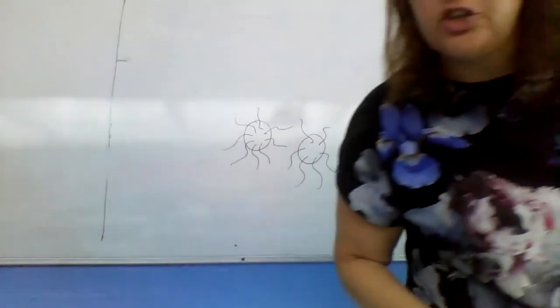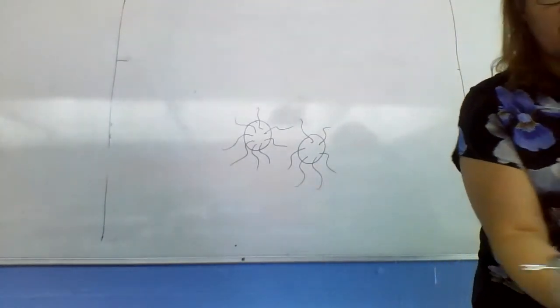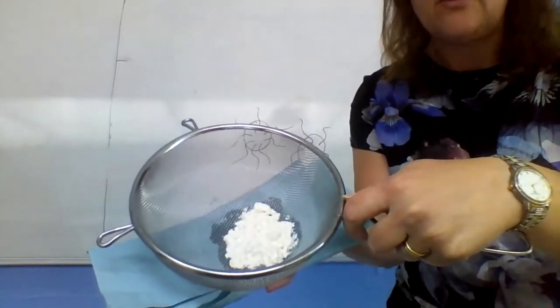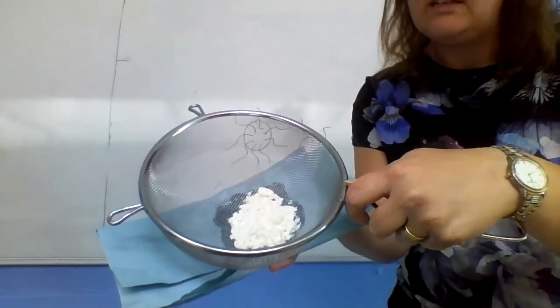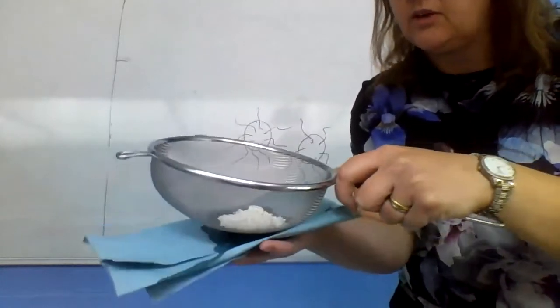Make sure you wash your mum's sieve afterwards, or your dad's sieve, whoever you borrowed. But what you end up with is this kind of cheesy type consistency stuff. Now you can give it a bit of a rinse if you want to. For time reasons, I'm not going to at the moment, but you can do.